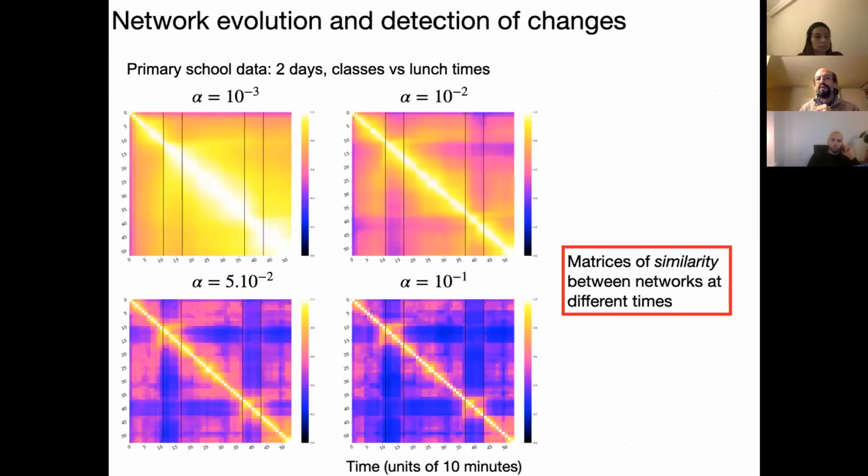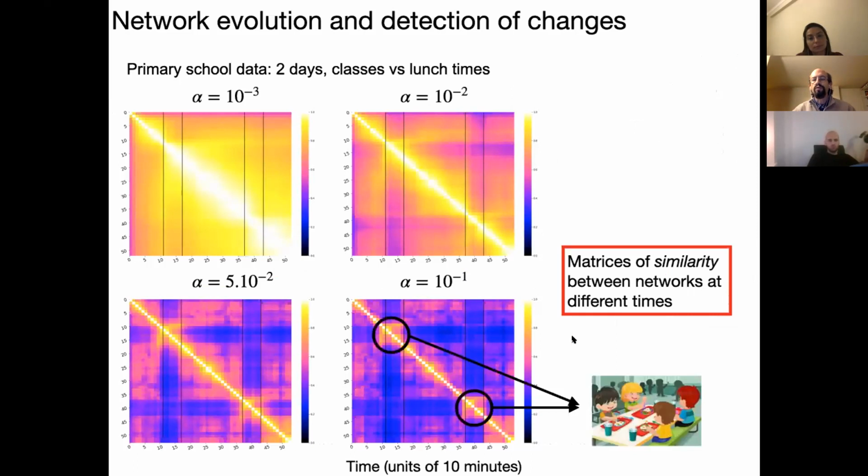So here we have data from a primary school in which we have the contacts between children during 2 days, and we see that as alpha is small, so there's not much change in the ties at each interaction, we don't see much structure, but as alpha increases, we start seeing structures in the data, which in particular correspond to the lunch times. And we even see substructures which correspond to the fact that the children go to lunch in 2 different batches. So indeed, it looks like we can extract interesting temporal structure in the social networks from this.